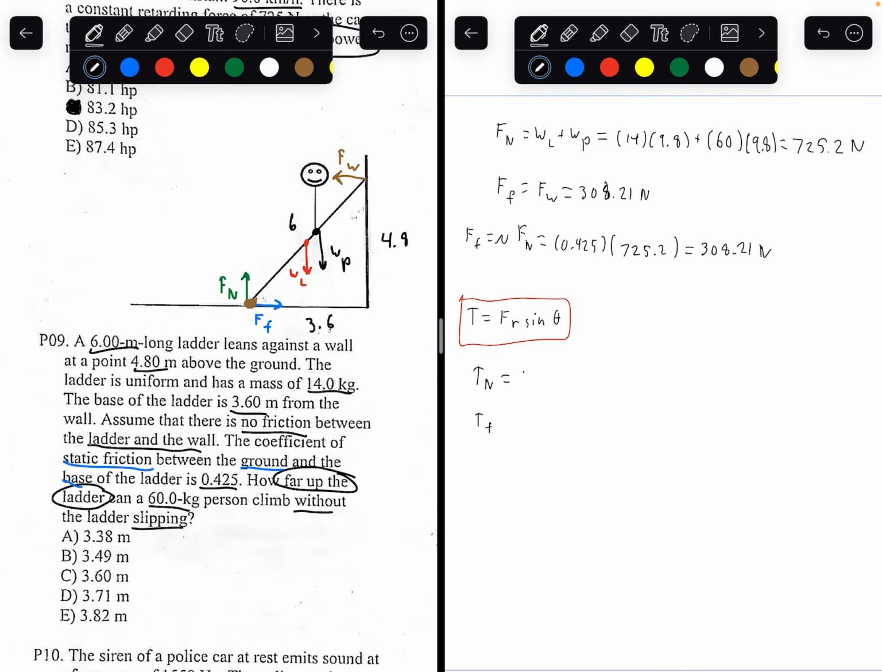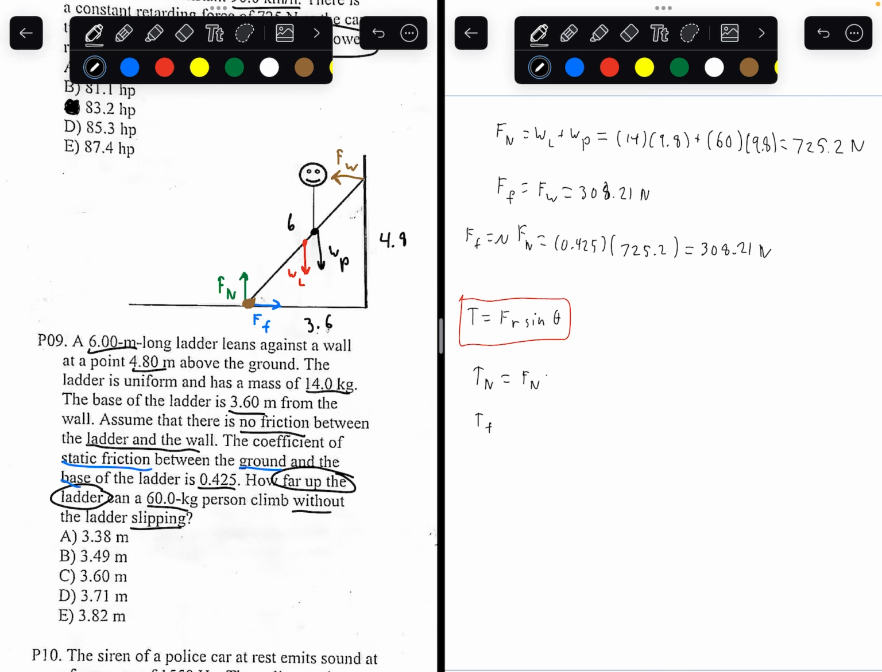Well, torque of normal is just normal force times the radius times sine theta. But what is the radius? The distance between the normal force and the point. The normal force and the point are the exact same spot. That means the radius is 0. That means this entire thing, doesn't matter what everything else is, the torque on the normal force is 0. And the same logic applies to friction. The friction force and the rotating point are at the same spot. So the torque on friction is 0. So we can completely ignore normal force and friction force for torque for now.